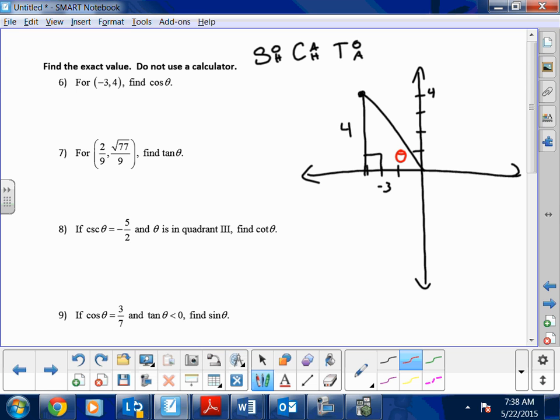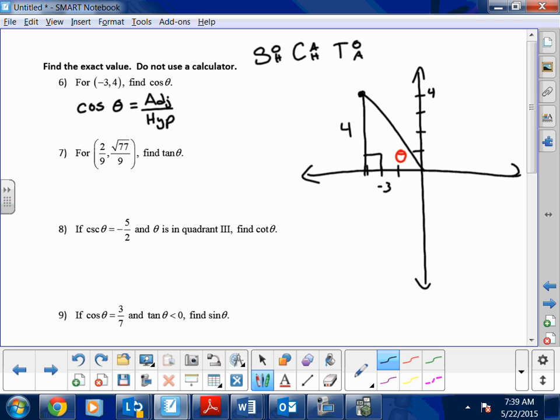So specifically, they want me to do this. They want me to go ahead and say, okay, tell me for cosine of theta, we know it's going to equal adjacent over hypotenuse, A over H.